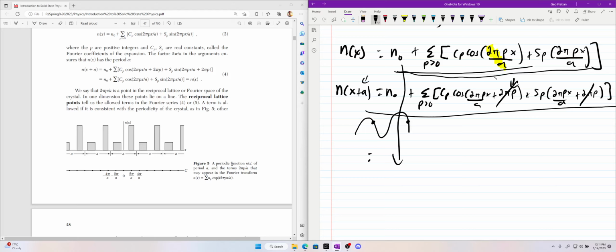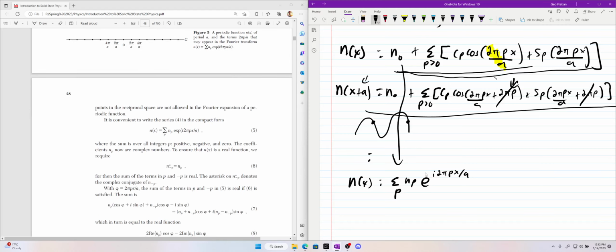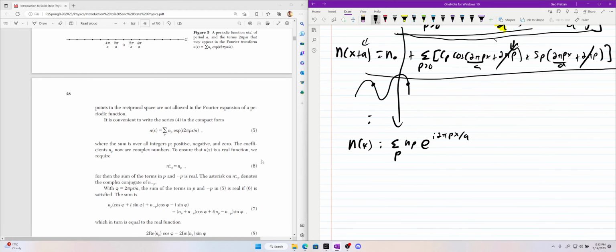In other words, for a periodic function n of x of period a, the terms 2 pi over a may appear in the Fourier transform, and here they're using the exponential form. And we see what's allowed and what's not. So in the exponential form, remember we can use Euler's decomposition, and we can say sum over p, we have n of p, e to the i 2 pi px over a, because we can break our cosine and sines into an exponential. And this sum is over all integers p. So p is no longer just greater than 0. It's positive, negative, and 0.